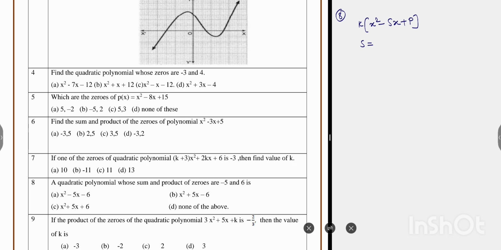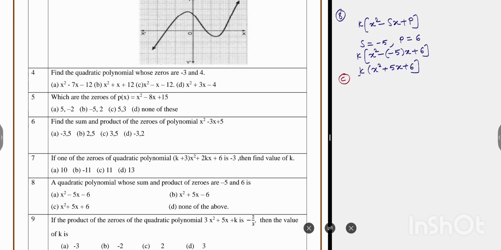In the previous problem, question number 4, zeros were given, alpha and beta. We have to find the sum and product and then substitute. But in question number 8, the sum and product are directly given, no need to find them again. So s is equal to minus 5 and product p is equal to 6. Substitute this, we get k into x square minus of minus 5x plus 6. So that will be k into x square plus 5x plus 6. Option C is correct.